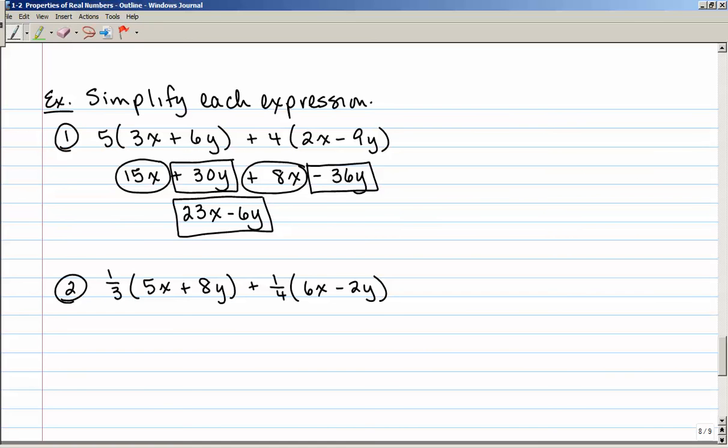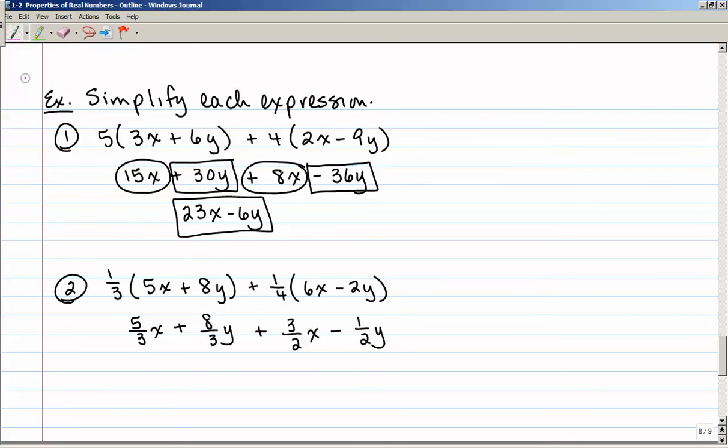Okay, yay, some fractions. Let's not be scared off by those. 1/3 times 5 is 5/3 x. 1/3 times 8y is 8/3 y. And 1/4 times 6 is 6/4, or I can simplify that to 3 over 2 x, minus 1/4 times 2 is 2 over 4, or 1/2 y.